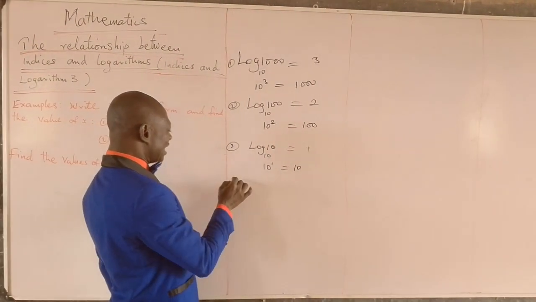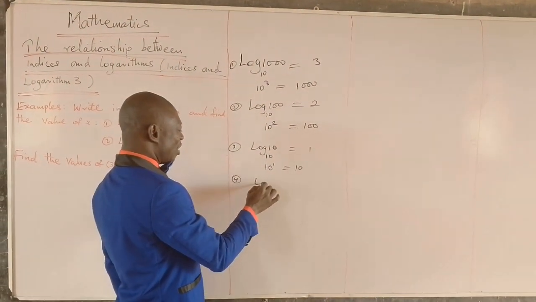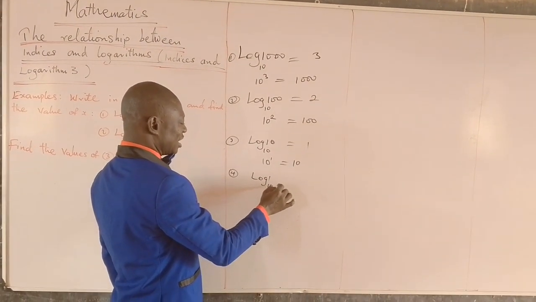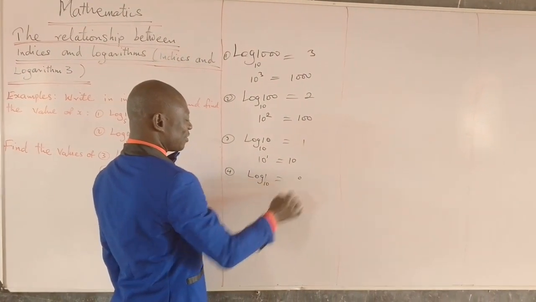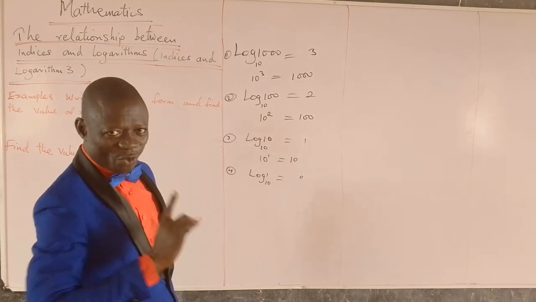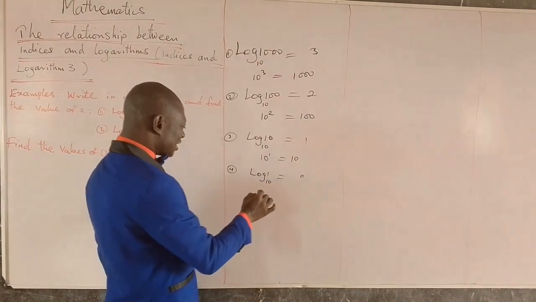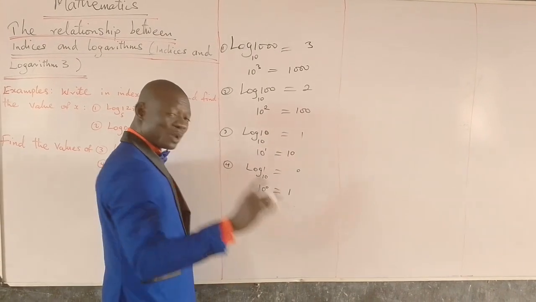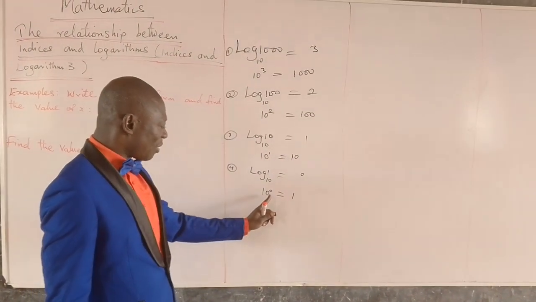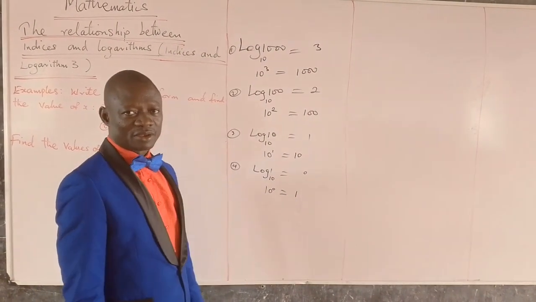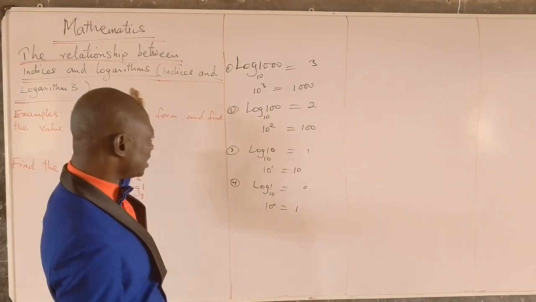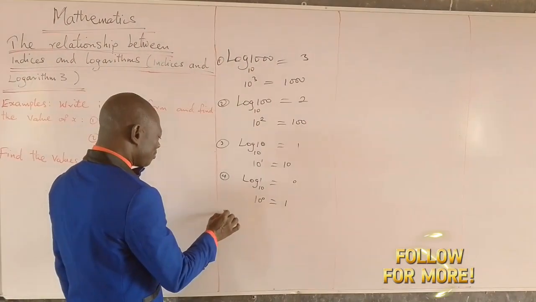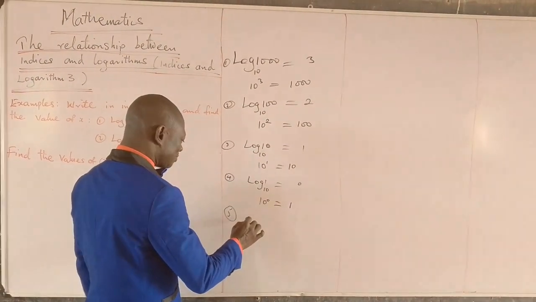Then, we will extend this to the log of 1 in base 10. Log of 1 in base 10 will give us 0. And it corresponds to what we know before, that 10 raised to the power 0 is equal to 1. As we have said before, any number raised to the power 0 will give you 1. That is the fifth law of indices in our former series.